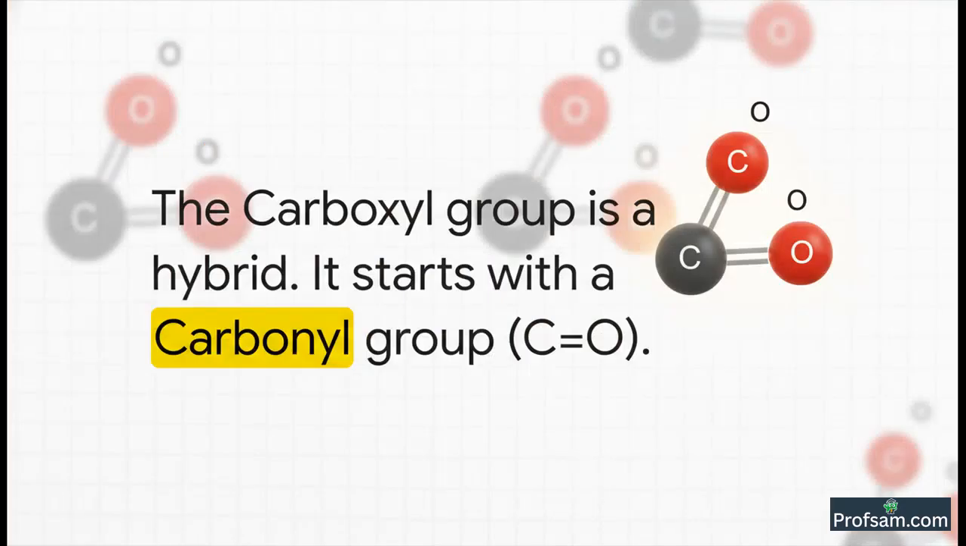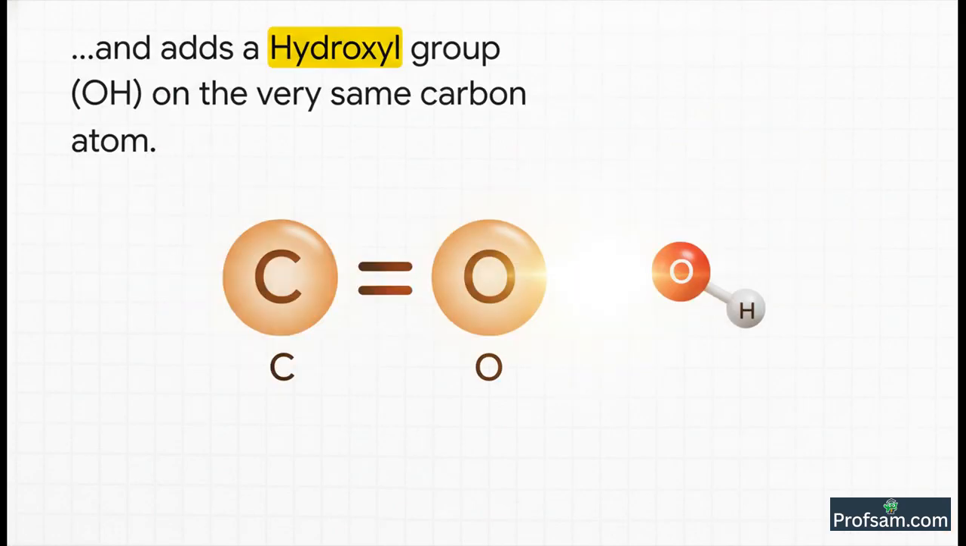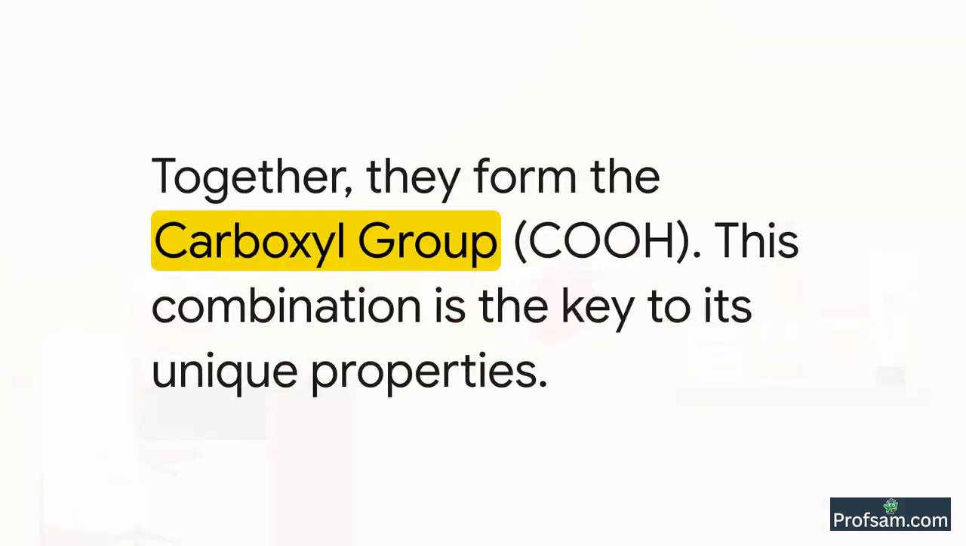To make it simple, let's break down this group into two parts which you may already know. You can think of it like a hybrid. The first part is something called a carbonyl group. That's a carbon atom with a double bond to an oxygen atom. And now, on that very same carbon atom, we attach the second part, a hydroxyl group, which you know as the OH group. Now, when these two groups come together on a single carbon, they create something totally new, with very powerful properties. So, a carbonyl and a hydroxyl on the same carbon together form the carboxyl group, which we simply write as COOH.